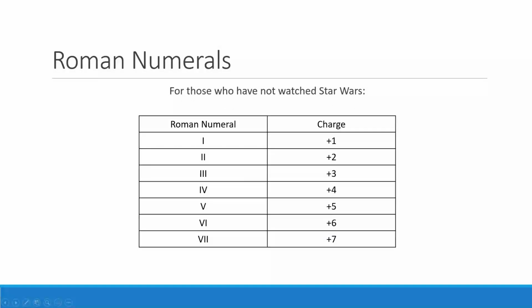Now, if you don't already know, here are the Roman numerals that you'll potentially see. I would be positive 1, II is positive 2, III is positive 3, IV is 4, V is 5, VI is 6, and VII is 7. And rarely will you ever go anywhere above V. These are just a precaution.